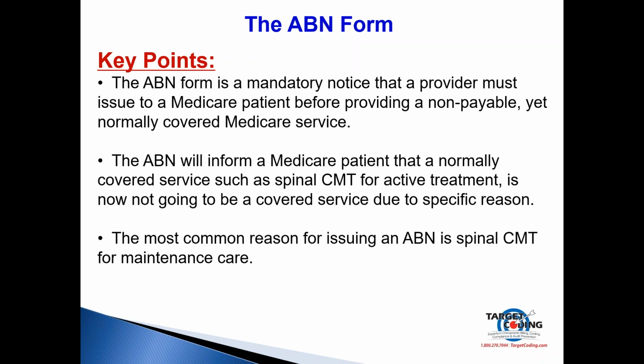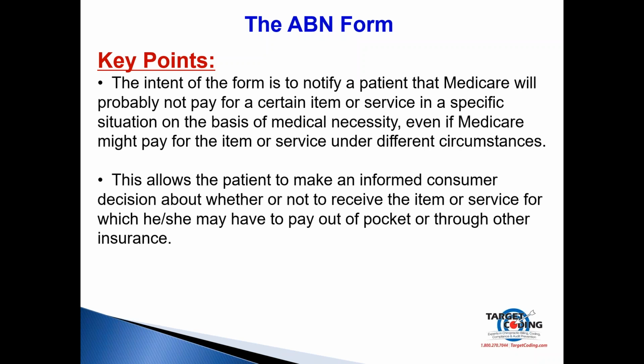So it's your job, it's your duty to inform a Medicare patient that they have reached a point where the spinal manipulation that you're about to perform is now not going to be covered anymore. That's why you need to give them the ABN form. And the most common reason for issuing an ABN is maintenance care. So the intent of the form is to notify a patient that Medicare is not going to pay, even though they might pay for it under a different circumstance. Let me explain that a little bit.